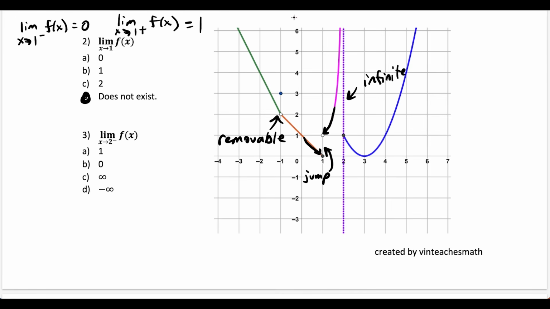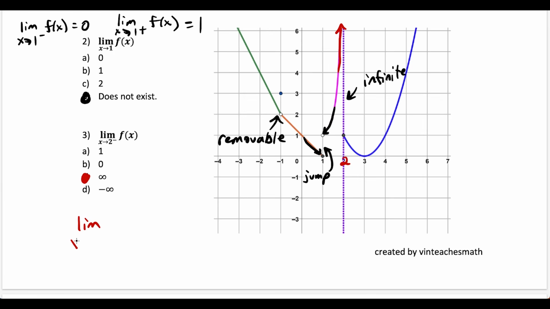So now for question 3, we want the limit as x approaches 2. And now we're on the left side. So here's 2 over here. So at x equals 2, notice we have a vertical asymptote. But if we're on the left side, notice as we get closer to x equals 2 on the left, our y value is going all the way up to positive infinity. So choice C would be our solution here.